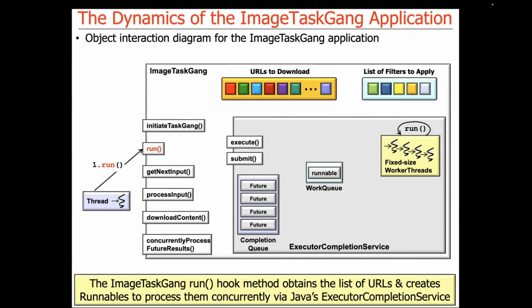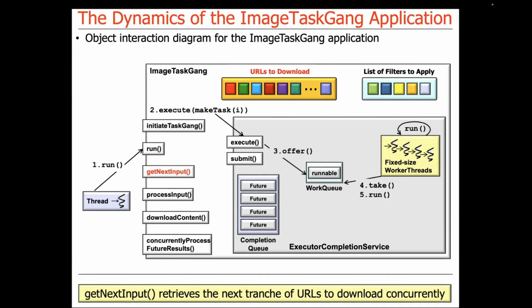So we'll start out with the first part here. There's a run hook method on the ImageTaskGang class itself that when called will obtain the list of URLs that are needed, and then it creates runnables that will be processed concurrently using Java's ExecutorCompletionService. So that's the high-level view here.